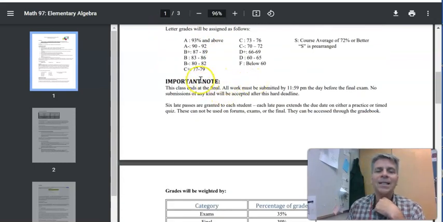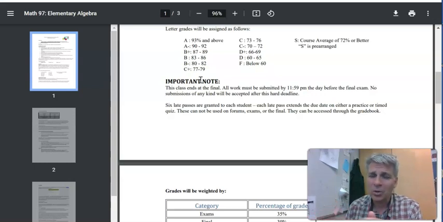Important note, this class ends at the final. The final is final. So once that final's over, that's it. That's the class. There's nothing else that can be done. So just so you know, just in case you're thinking about sending an email that's like, what can I do?